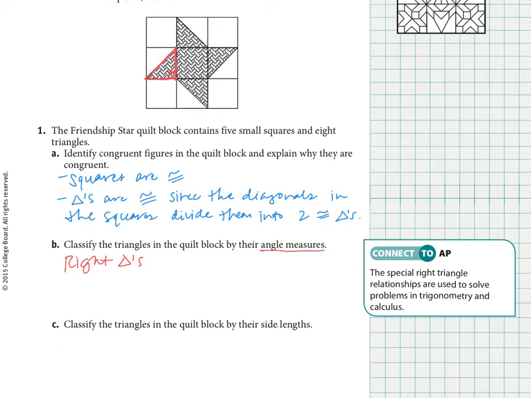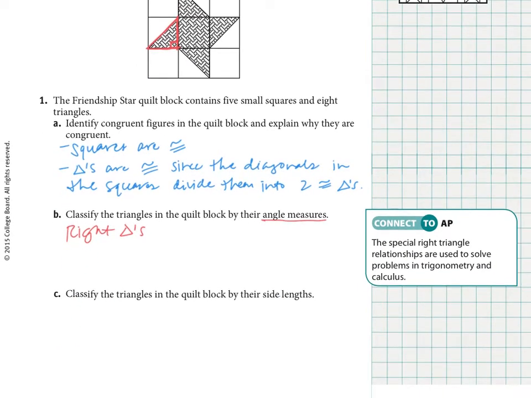Now, part C, if we move down a little bit, it's asking us to classify the triangles in the quilt block by their side lengths. So again, let's look at this triangle. Think of what we know about the horizontal and vertical length that I have outlined here. Well, since they are both side lengths of a square, and all of a square's sides have equal measure, each of those lengths is congruent to the other. So we know 2 sides are congruent to each other, so these have to be isosceles triangles. All of them in our picture will be isosceles triangles.